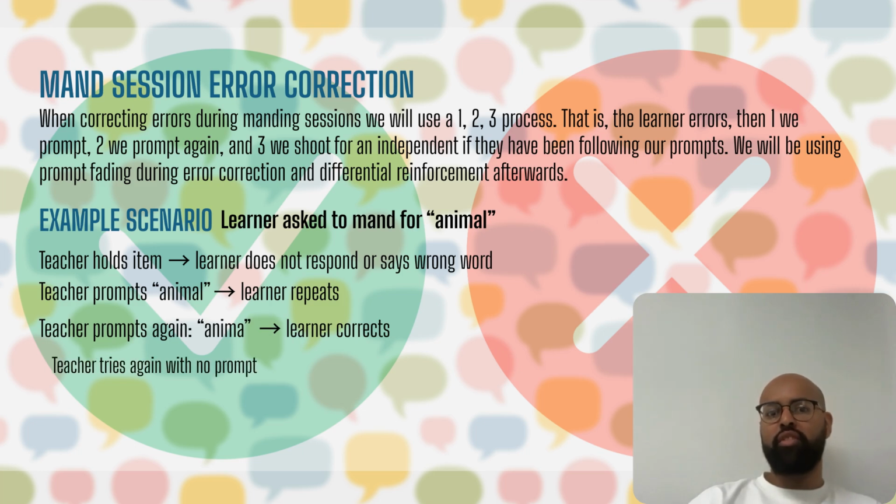Finally, the teacher offers the item again, but this time without any prompt. The learner independently says, "animal." That's a simple demonstration of how we use prompting and fading to help the learner reach independent communication.